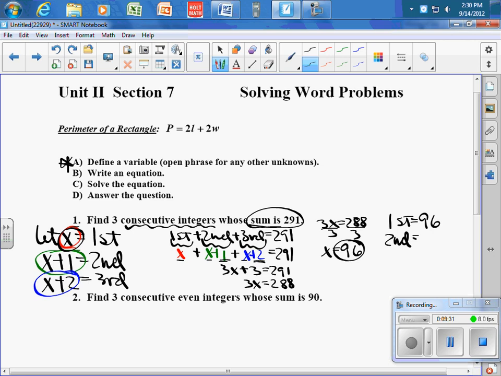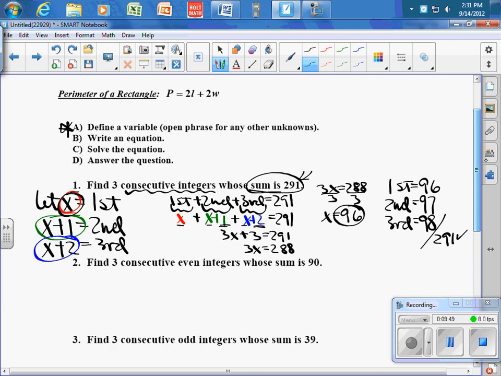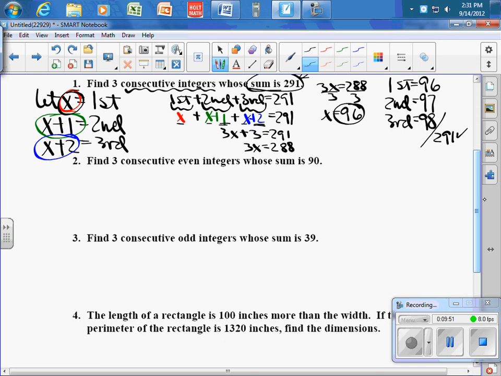The second one would be one more than that, which is 97. And the third integer would be one more than that. 96 plus 2 is 98. You always want to make sure that they do fit the story problem, being the sum is 291. Do they add up to 291? Yes, they do. And there are our answers.